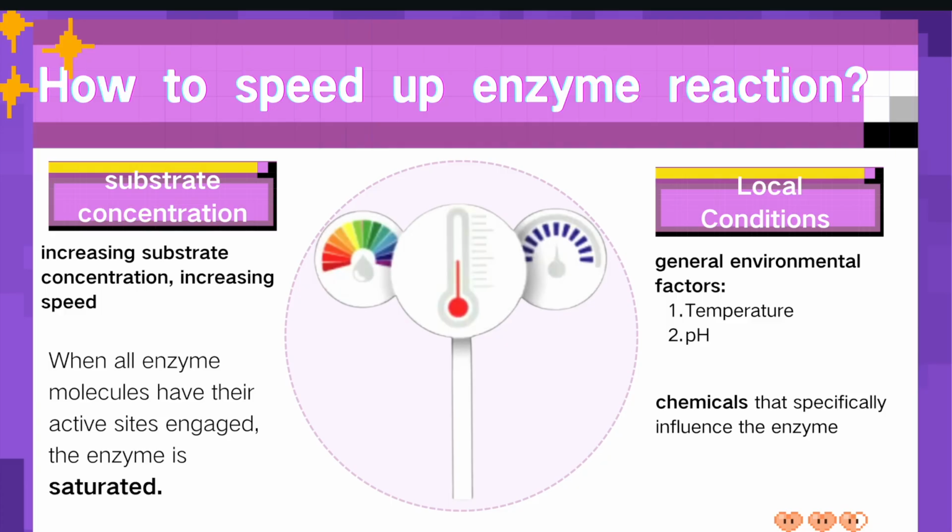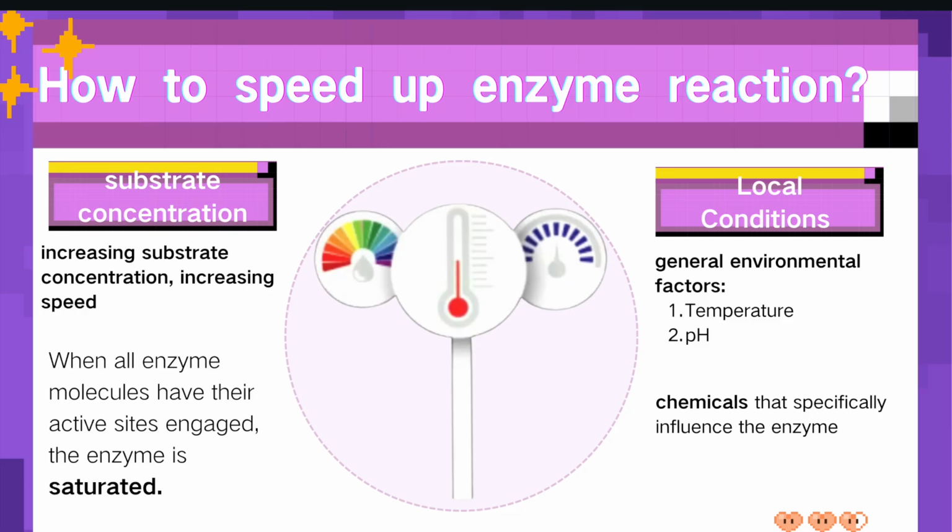How can we speed up enzyme reactions? I would like to divide them into two aspects. The first one is substrate concentration. With an increasing substrate concentration, the speed of the enzyme reaction will also increase. However, when all enzyme molecules have their active sites engaged, the enzyme is saturated. If the enzyme is saturated, the reaction rate can only be sped up by adding more enzyme.